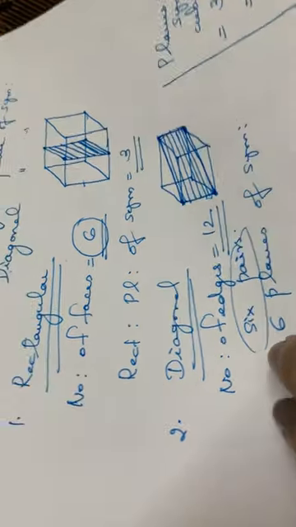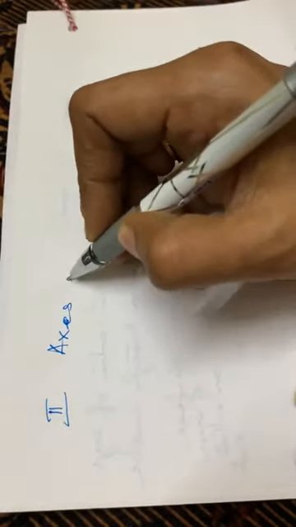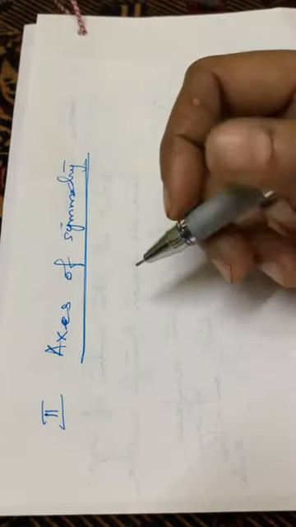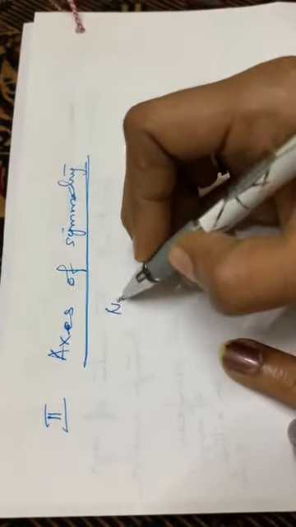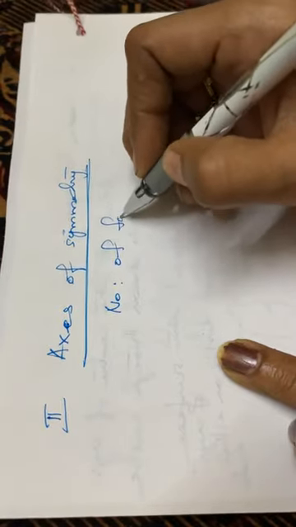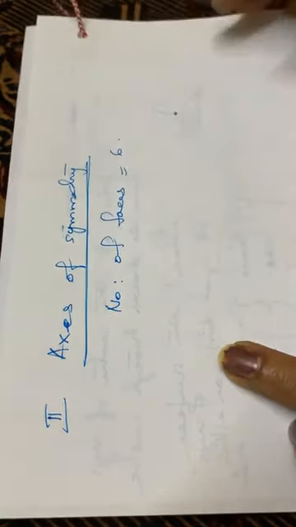Then the next one, you have to go through the axis of symmetry for a cubic crystal system. The second element of symmetry, that is the axis of symmetry. Here you have to write in the plural form, axes. Okay, axes of symmetry for a cubic crystal system. See here, how many faces are there for a cubic crystal system? Number of faces means it has got 6 faces, isn't it?